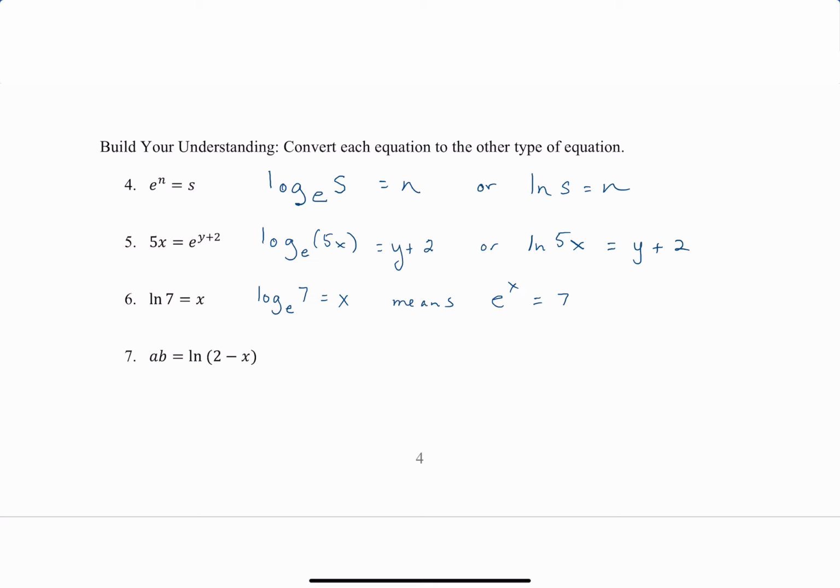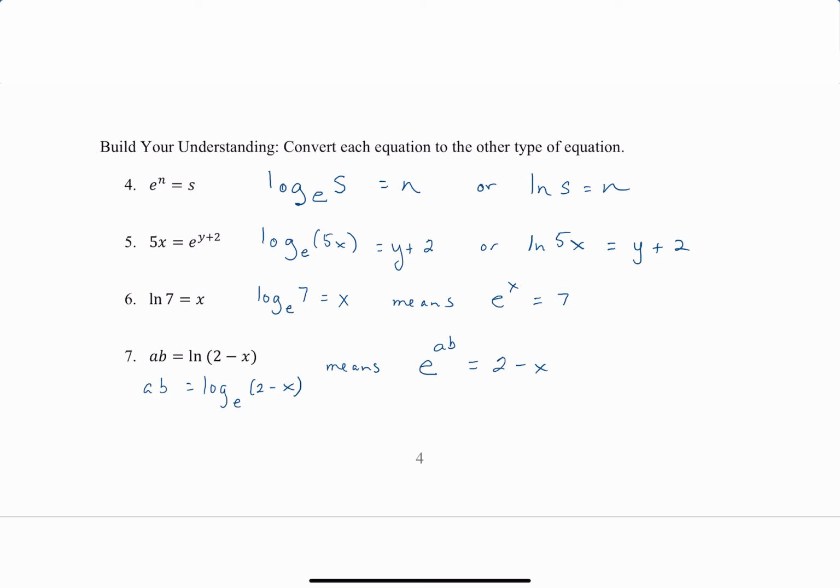Okay, last, what about ab equals ln of 2 minus x? As always, it's perfectly okay to rewrite the ln as log base e. And then what does that mean? It means, in terms of exponents, that if I take e and raise it to the power ab, what I will get is 2 minus x.